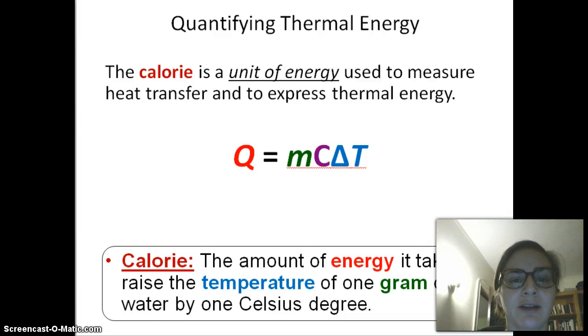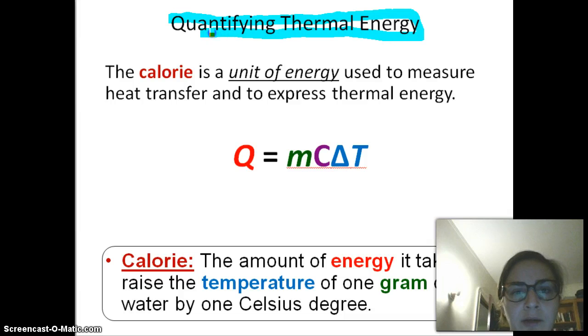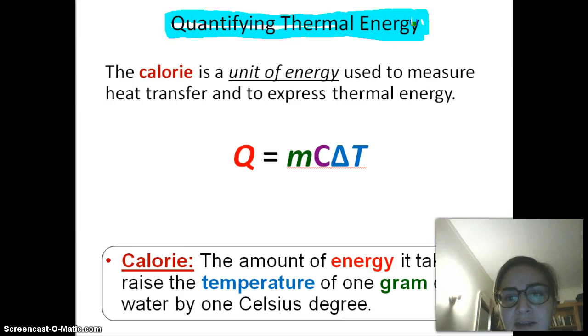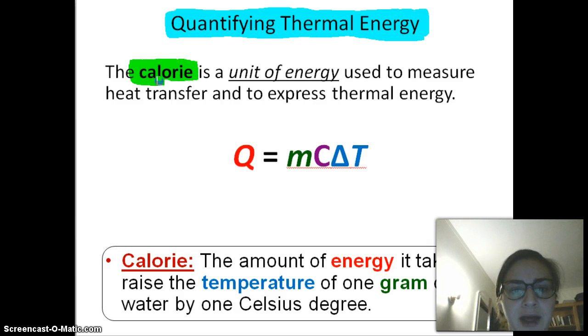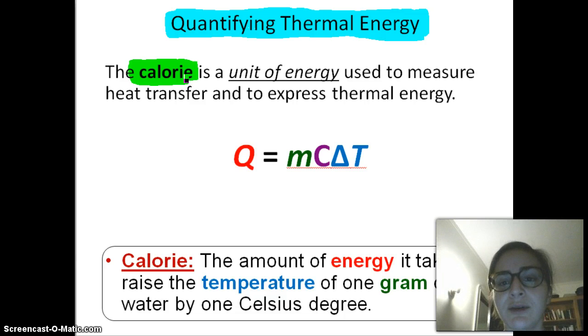This is a formula that allows us to quantify thermal energy or changes in thermal energy. Quantify comes from the word quantity, which has to do with amount. So when we talk about quantifying thermal energy, we're talking about measuring how much of it a substance either absorbs or releases. We measure thermal energy or changes in thermal energy in the unit of calories. A calorie is a measurement of energy, and it is the unit we use to look at the transfer of heat.